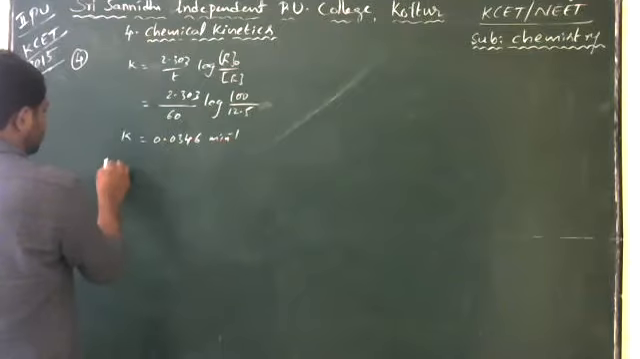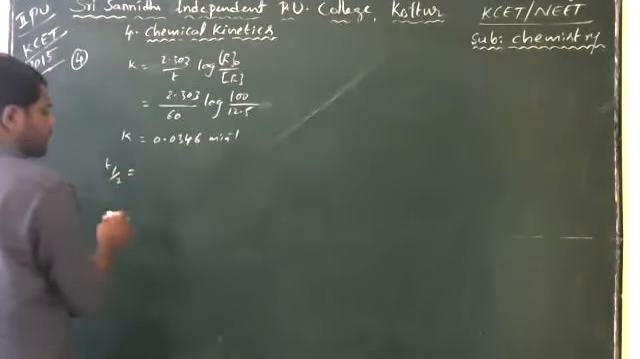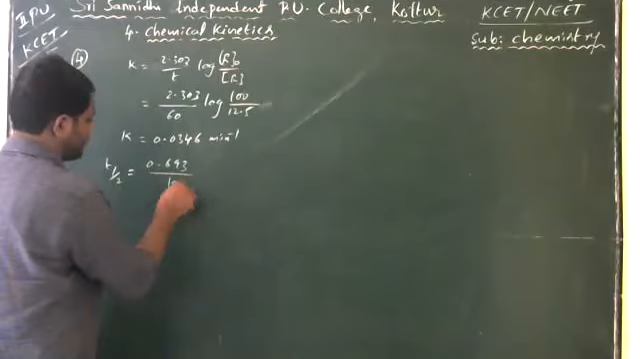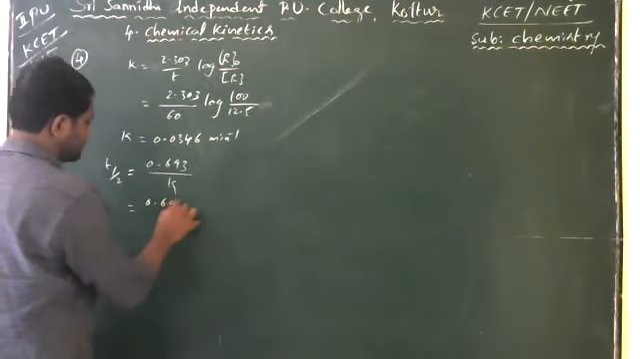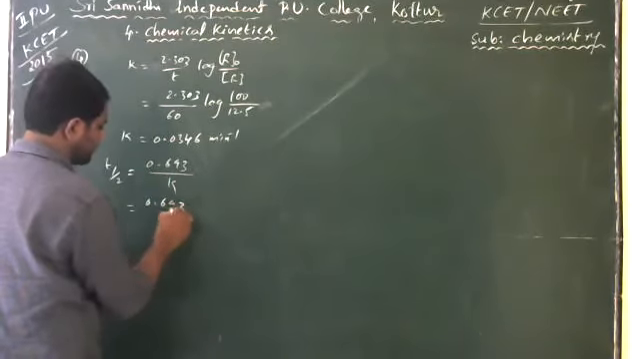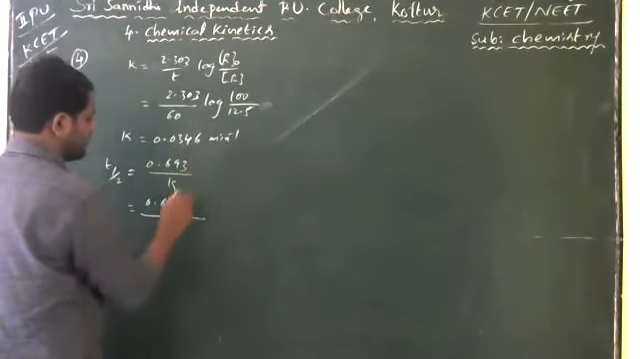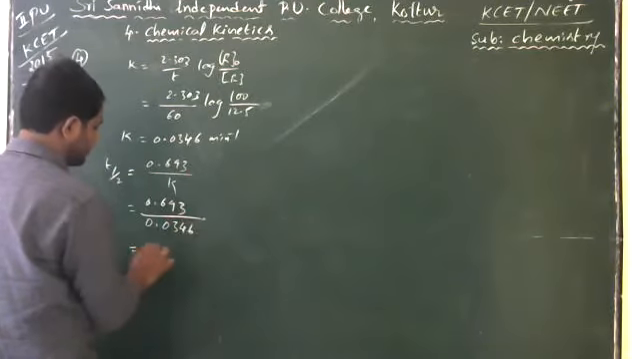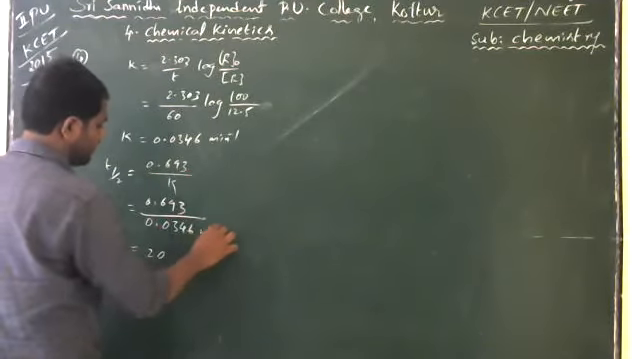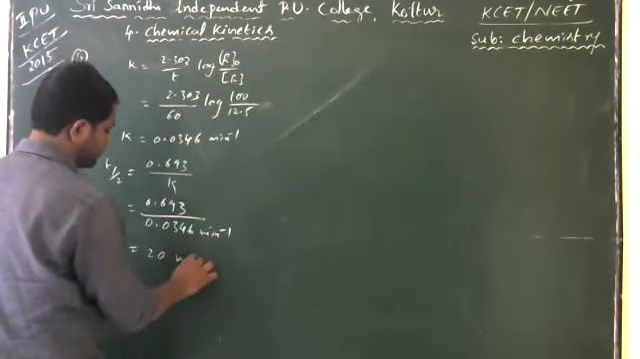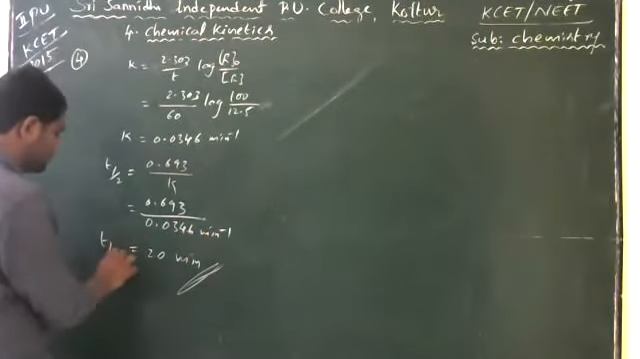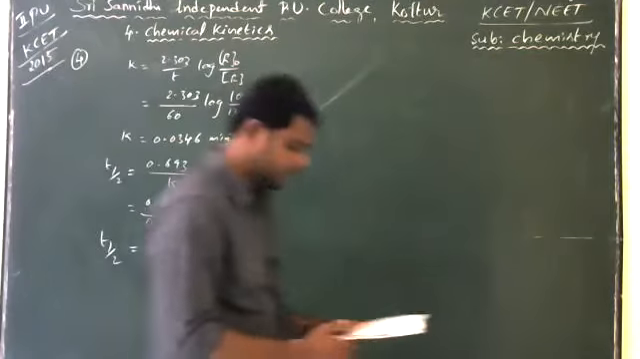Then T half is equal to 0.693 by K. We have to apply the formula. 0.693 divided by the K value, which is 0.0346. That is nothing but 20, per minute, so we get 20 minutes. When you do this, that is the answer. So T half is equal to 20 minutes.